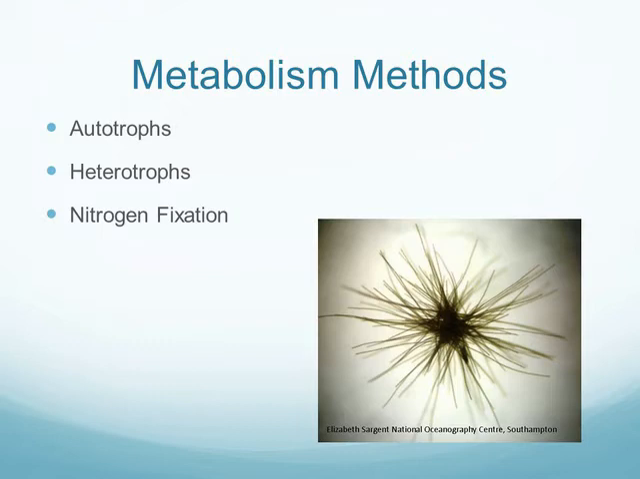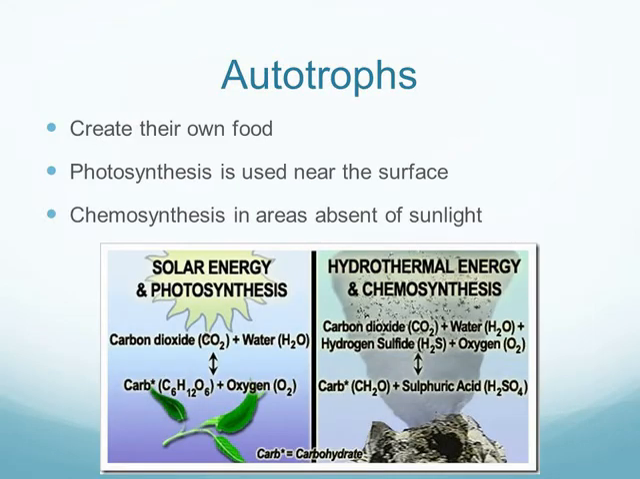But there's some different types of metabolism methods that bacteria can have, and these are the three methods that they can have. You can be an autotroph, you can be a heterotroph, or you can be a nitrogen fixer. And so let's cover each one individually. We should be all familiar with autotrophs. Autotrophs are organisms that can create their own food.